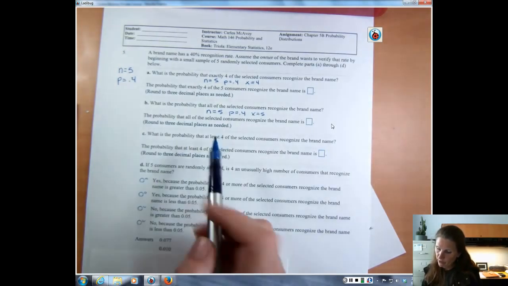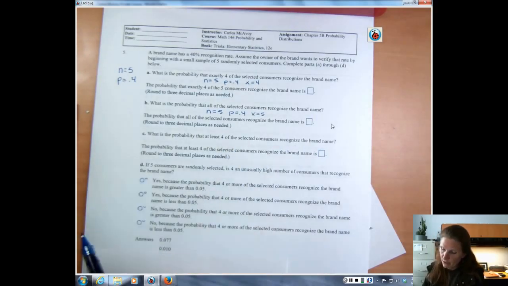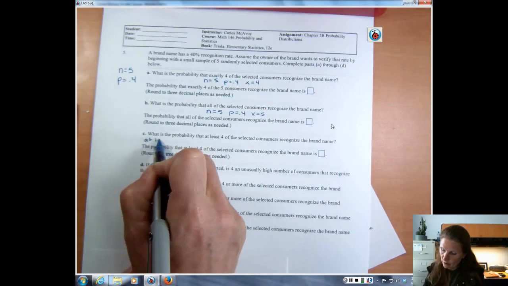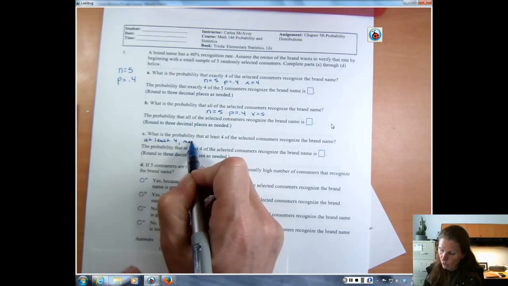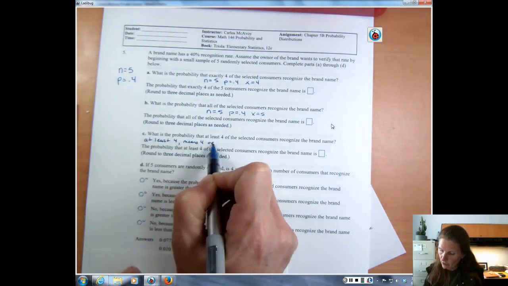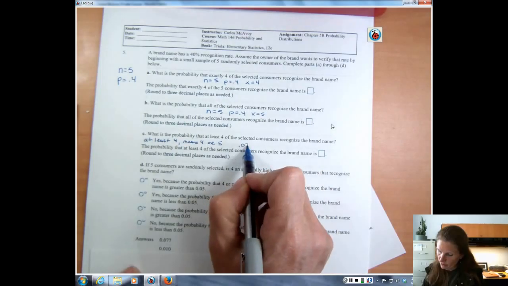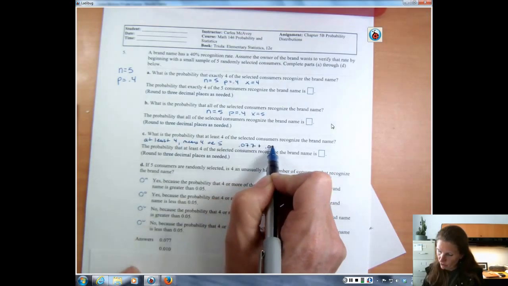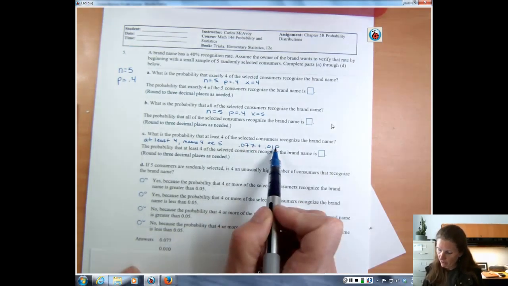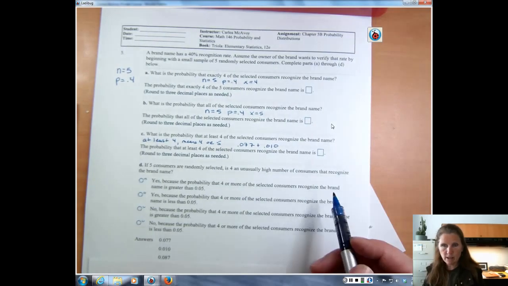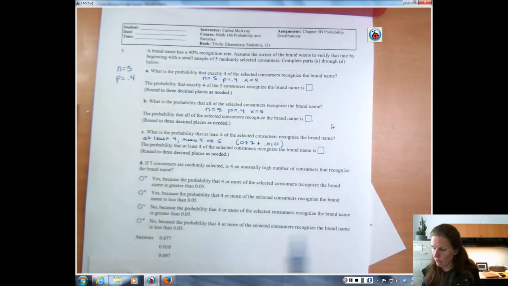What is the probability that at least 4 of the selected customers recognize the brand name? At least 4 in this problem means 4 or 5. So we would take our two probabilities, 0.077 and 0.010, and add them together. That's the probability of 4, that's the probability of 5, and if we add those together, we get 0.087. Okay, at least 4. If they said at least 3, you would do 3, 4, and 5, or whatever.